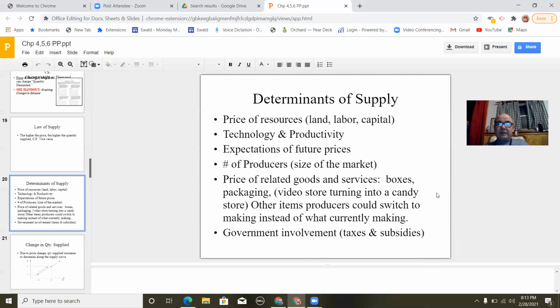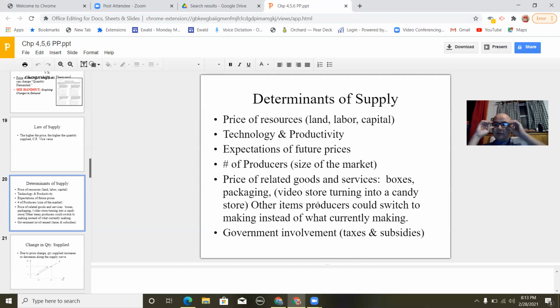So the supply of video rentals started to decrease because she was making so much money selling candy, believe it or not. Government involvement. So, taxes and subsidies. Subsidies are the opposite of taxes.